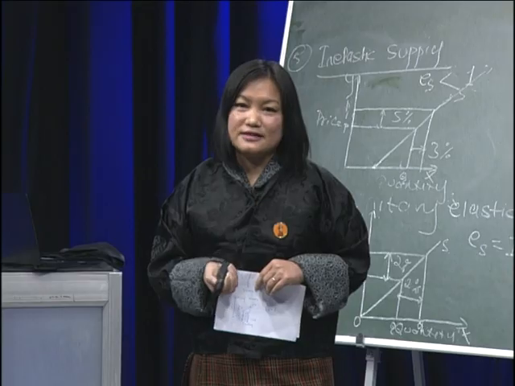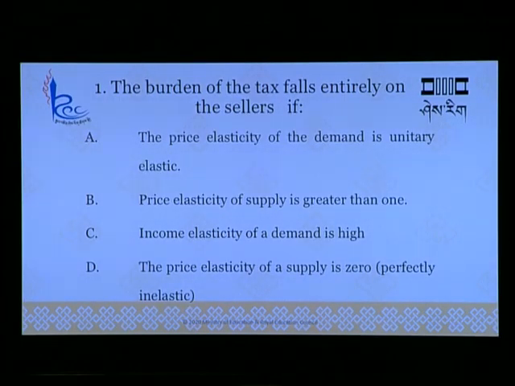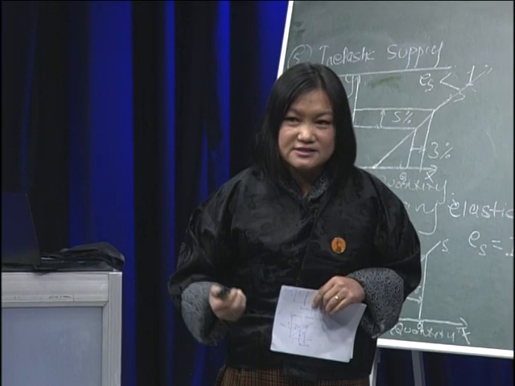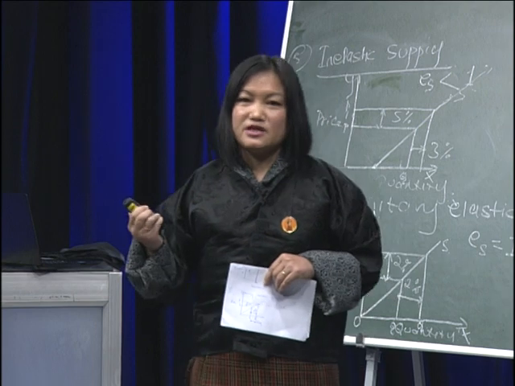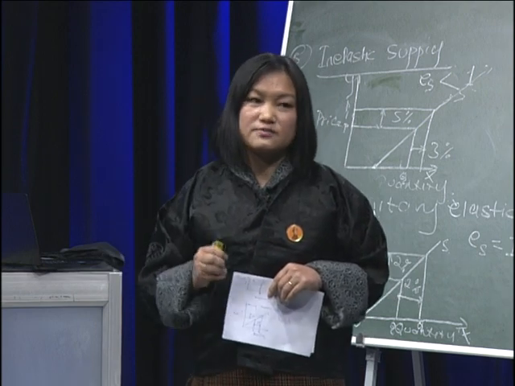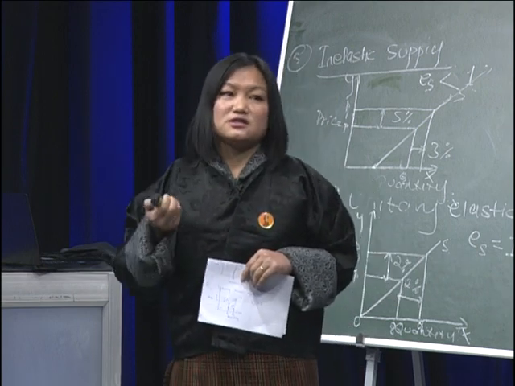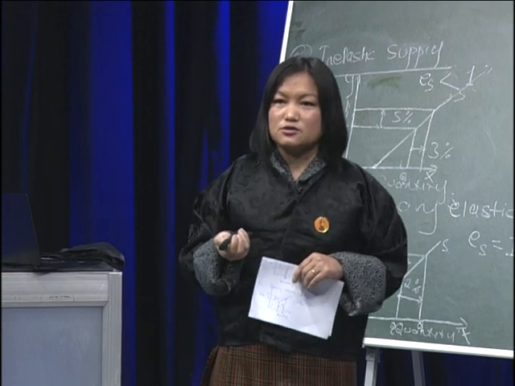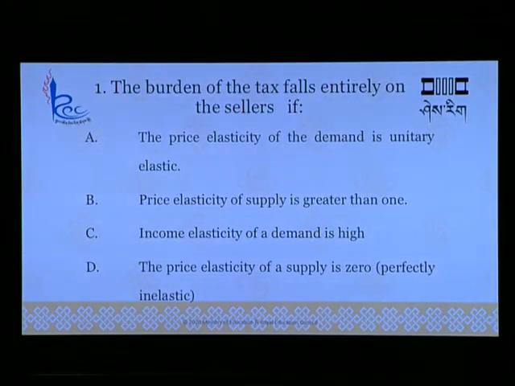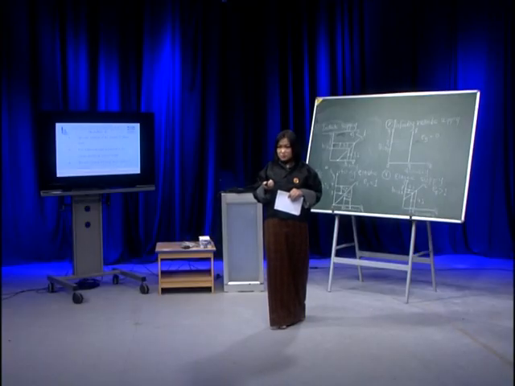The correct answer is D, that's the price elasticity of supply is 0, that's perfectly inelastic, because we have already discussed that if the taxes are being imposed on the supplier because of the increase in the cost of production, the supply will remain inelastic. So therefore, the correct answer is D. I hope you have got the correct answer as well.